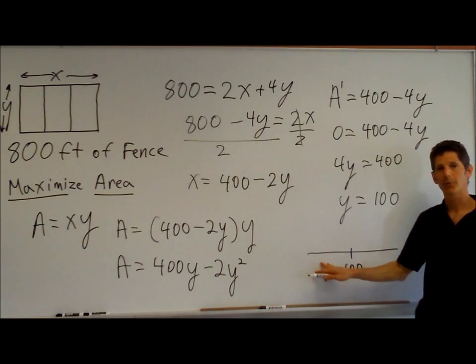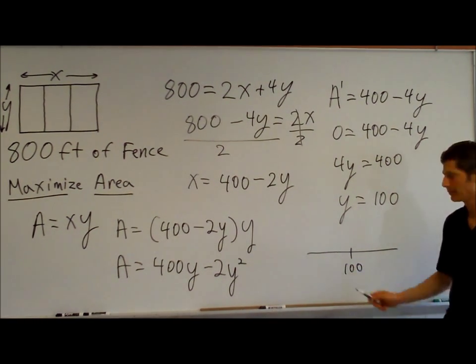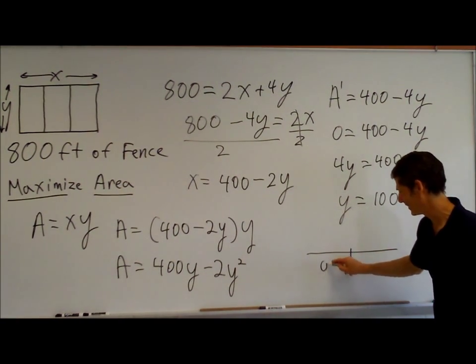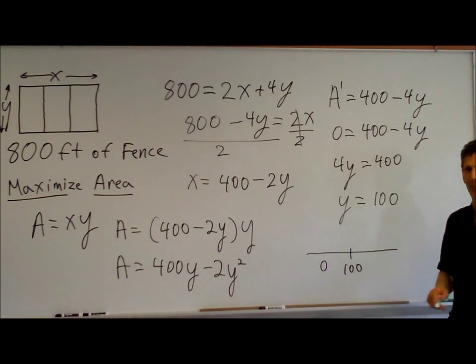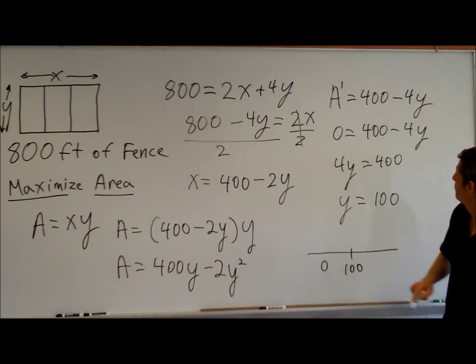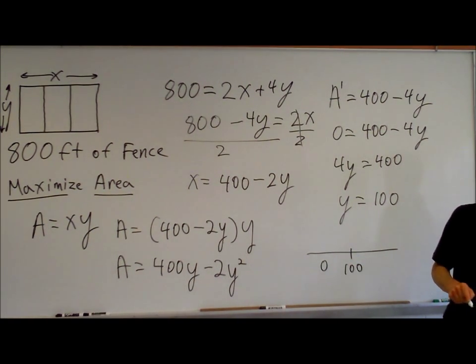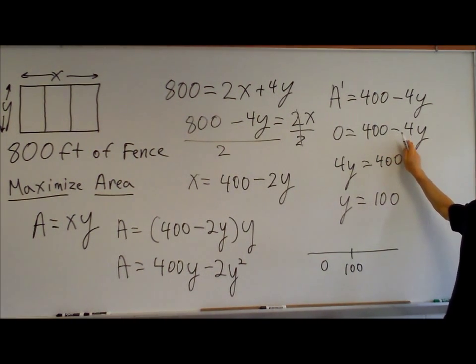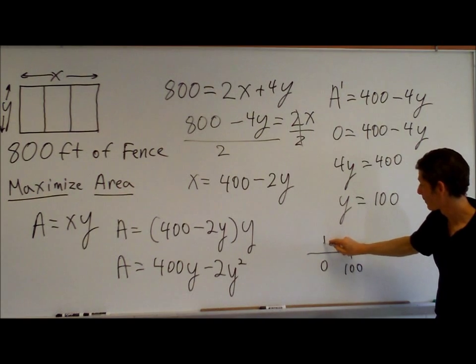Pick some number on this side. What would be a nice number to pick on this side? I don't know, 60. I was going to go for 0. Oh, 0, why not? 0 is much better. So I will fill in a 0 to my first derivative and see if I get a negative or positive. 400 minus 0. I'm pretty sure that's going to be positive.